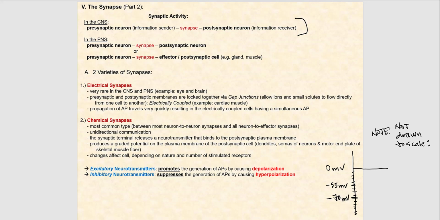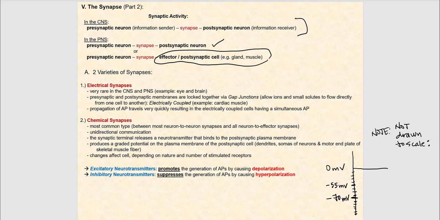Well, a presynaptic cell is a presynaptic neuron, and it will synapse with a postsynaptic cell. So that postsynaptic cell could be another neuron, so therefore we call it a postsynaptic neuron, or it could be synapsing with the effector, or the gland, the muscle, the smooth muscle, cardiac muscle, for example, and of course these are your postsynaptic cells. Now there are two types of synapses.